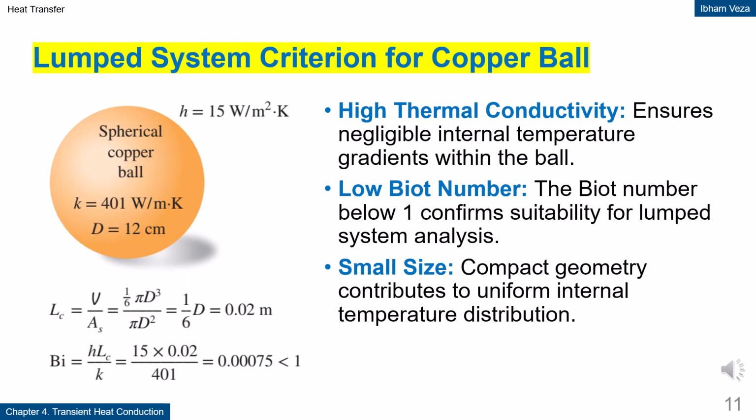Lumped system criterion for copper ball. A small copper ball is an ideal example for the lumped system approach because of its very high thermal conductivity. With high conductivity, temperature gradients inside the ball become very small. A Biot number much smaller than 1 indicates that internal conduction resistance can be neglected. The small geometric size also helps the temperature become uniform throughout the volume. This combination of material properties and size makes the uniform temperature assumption very reasonable.